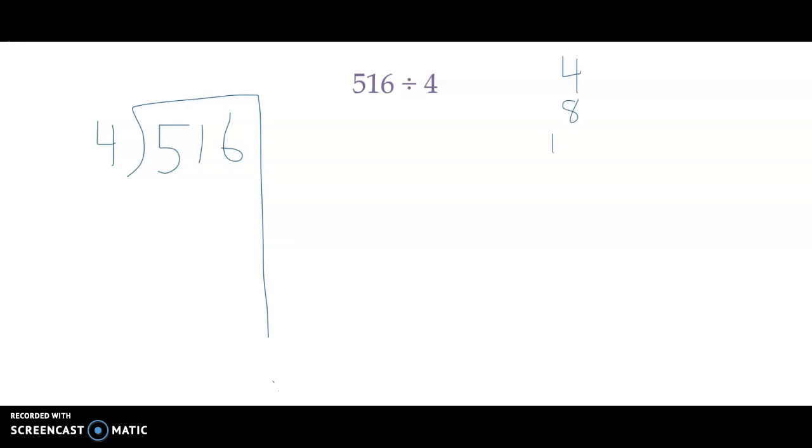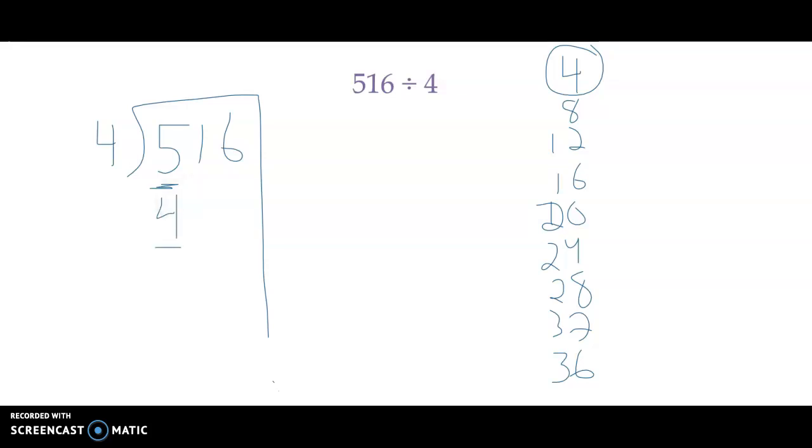4, 8, 12, 16, 20, 24, 28, 32, 36. So now I'm looking at my 516 and I see a 5 here. So I want to get the closest I can to 5 without going over. On my tower here, I see 4 is the closest I can get to 5. So I'm going to put that 4 underneath my 5 and underline it.